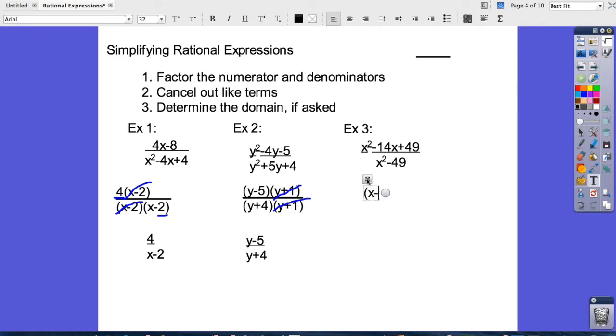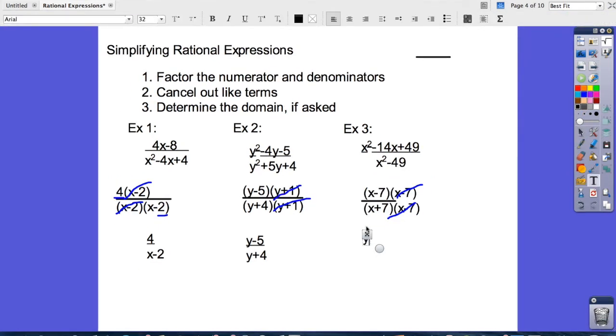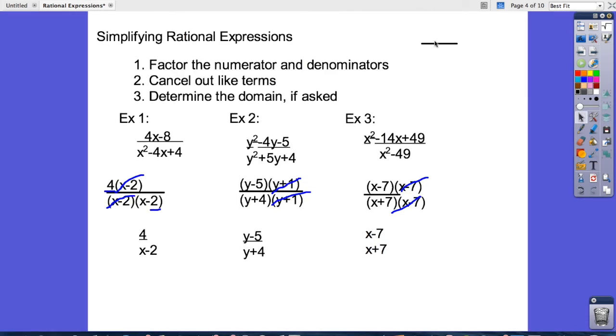So, example 3, it's the same exact thing. So x minus 7 times quantity x minus 7 divided by x plus 7 divided by x minus 7. So again, we're simplifying. We have x minus 7, x minus 7. Your final answer is x minus 7 divided by x plus 7. And that's your final answer.